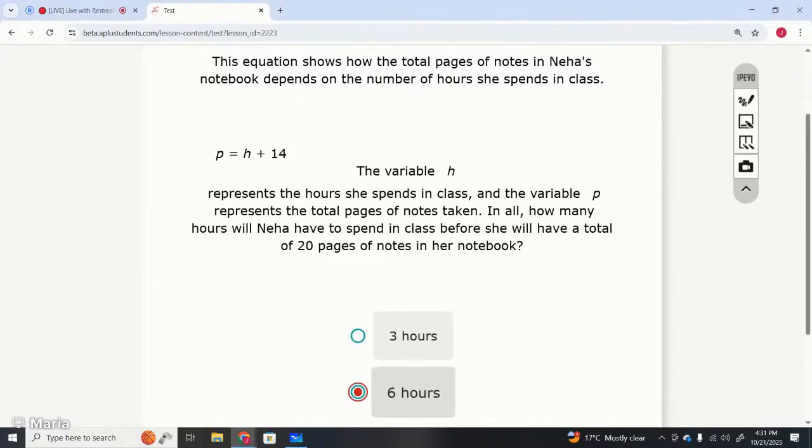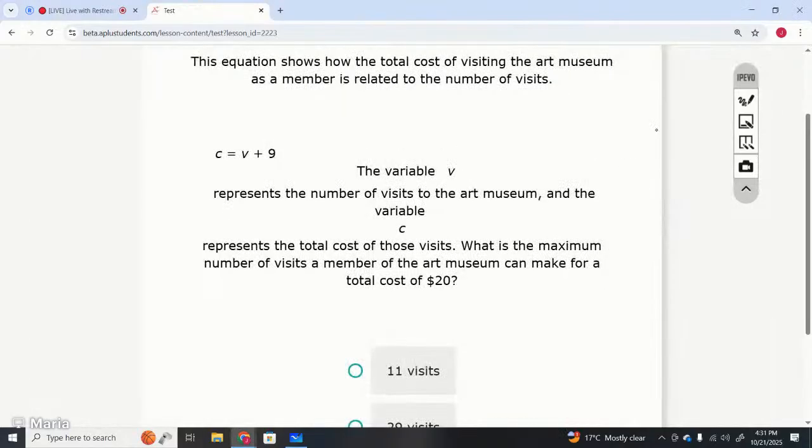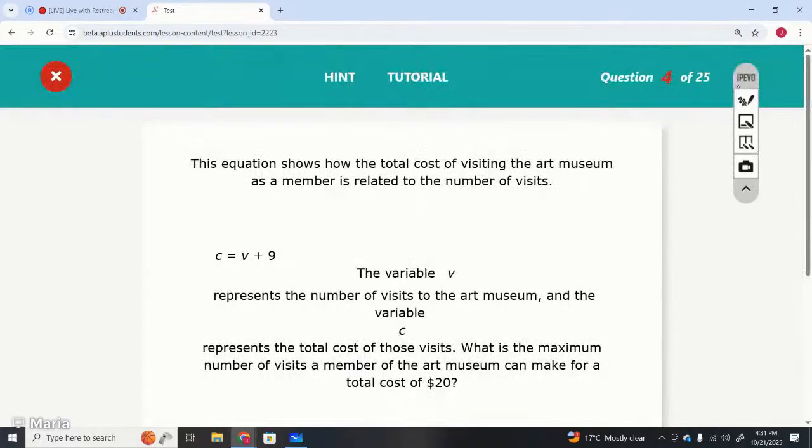You guys are just guessing the answers. You don't have to guess, you need to solve. Okay, let's just start with the next lesson.